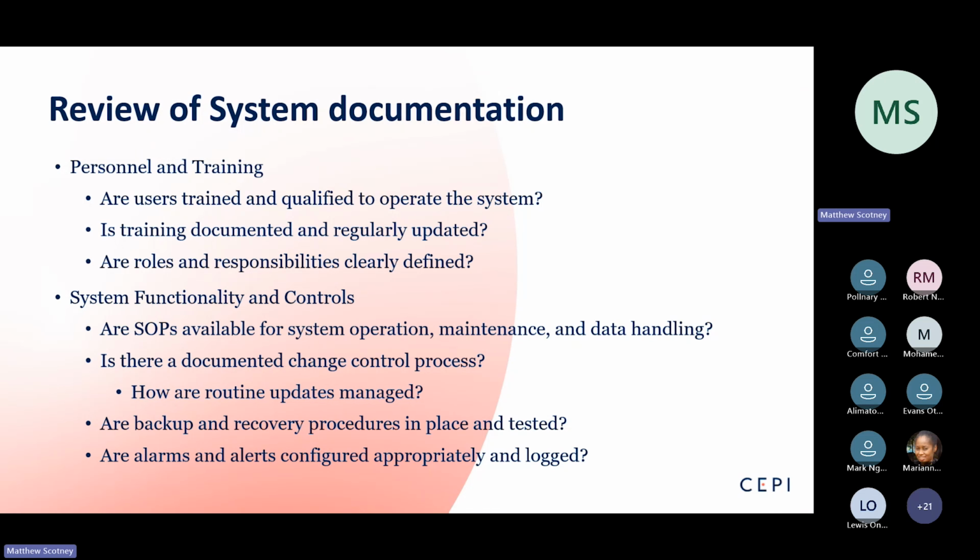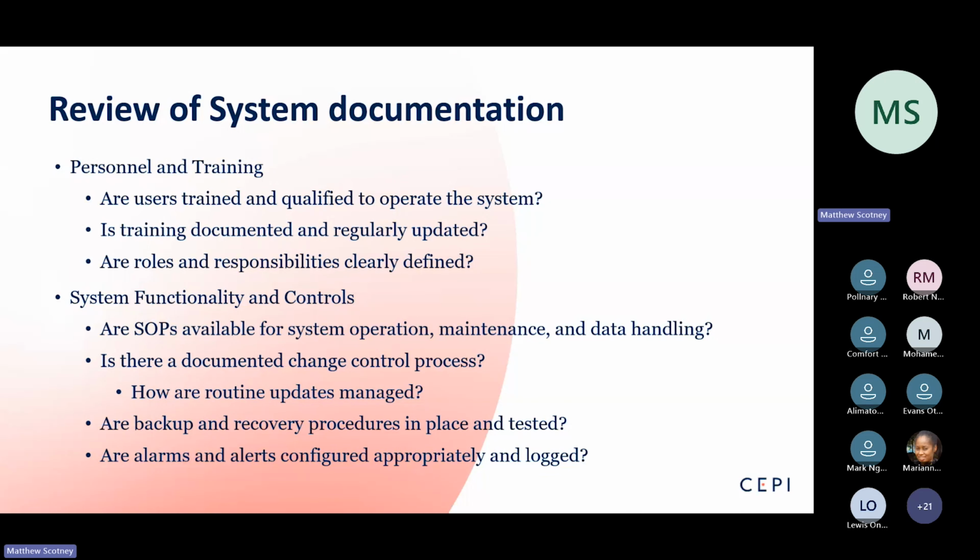And then we have system functionality and controls. So each system operates in a specific way, but how do we know that person A and person B and person C are doing the same operation over and over again? And that's where the system functionality comes in. How do we know it's being maintained properly? How do we know data is being dealt with in the correct way?